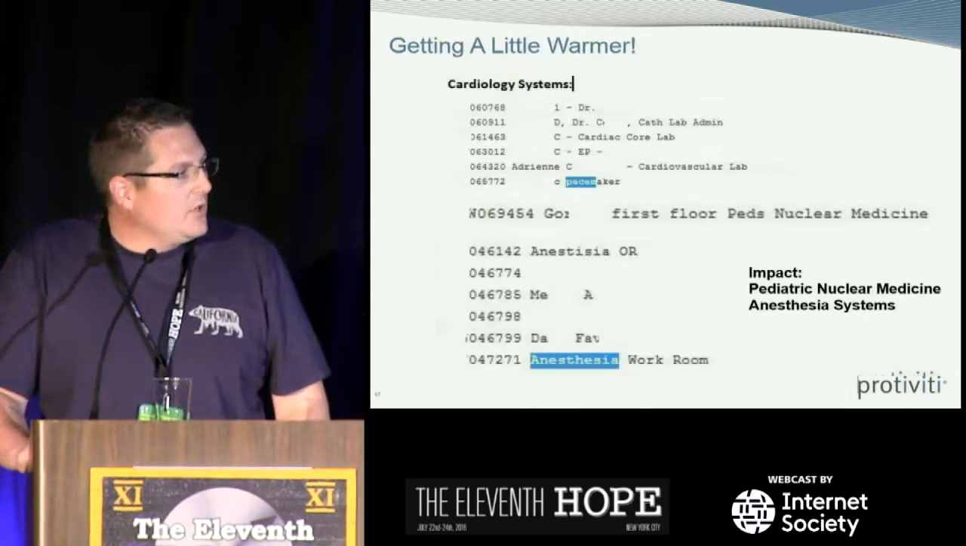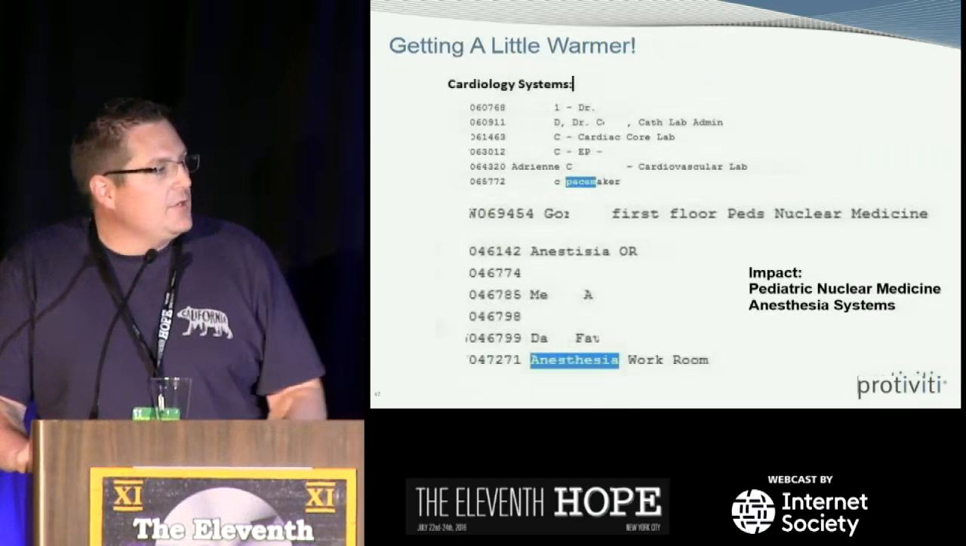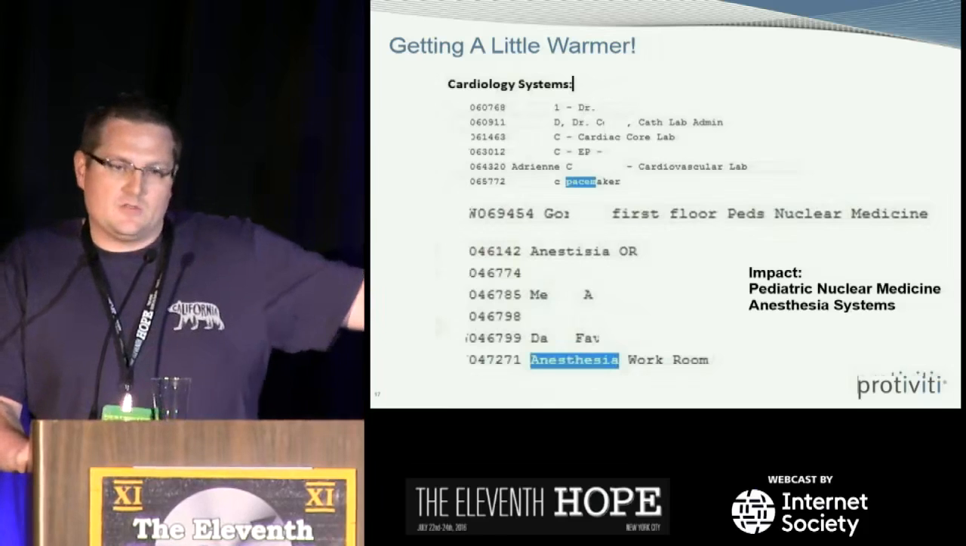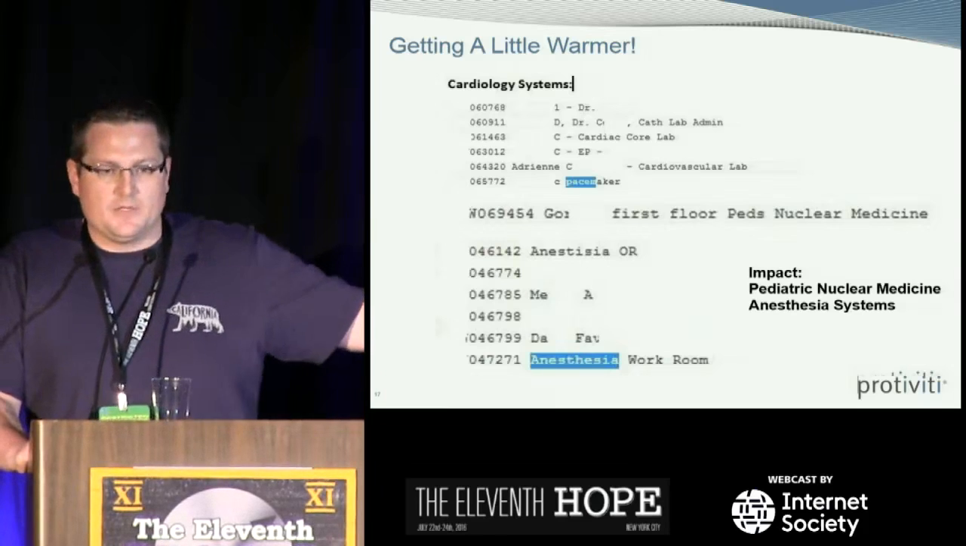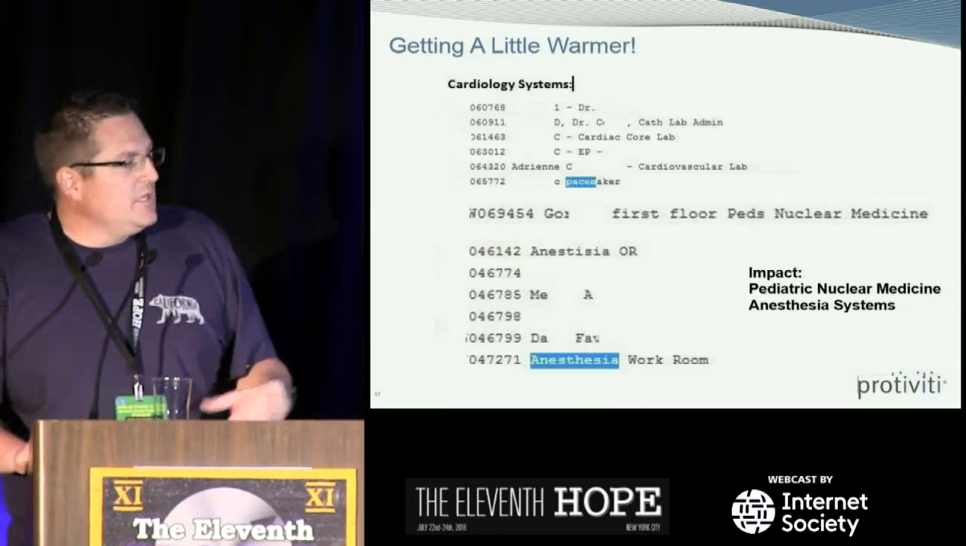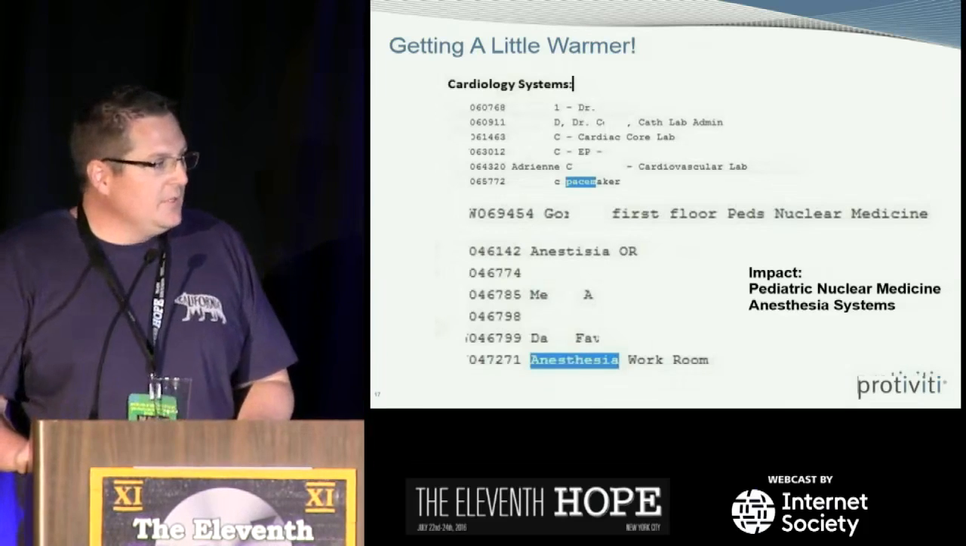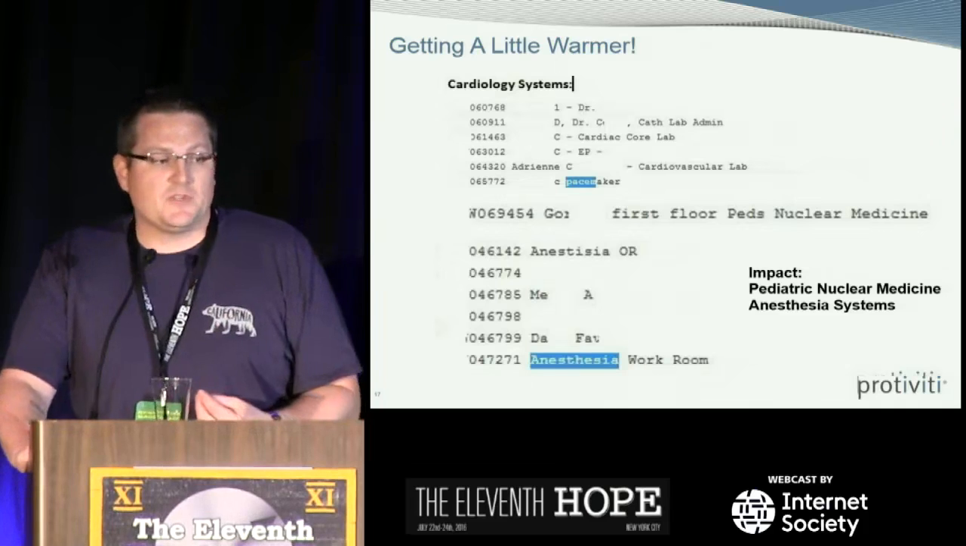This one, here we go, cardiology systems, cath lab. You'll see first floor pediatric nuclear medicine, and on the far left, those are the actual host names of the system. They're scrubbed out, but they were full host names. You'll see anesthesia OR, it would tell you it was anesthesia OR 7, for example. So very detailed information for an attacker to have.